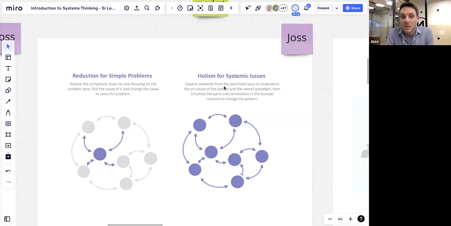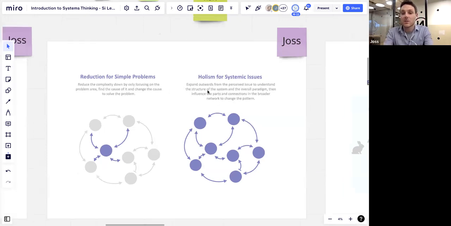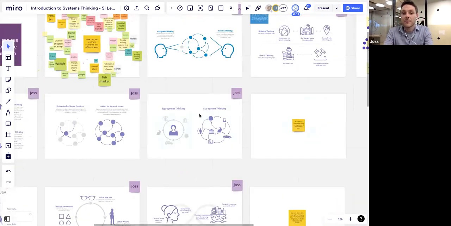So it's a different way of looking at the world, and from that follows a different way of organizing, a different way of relating to systems, and a different way of trying to change them, which is what systems change is about.